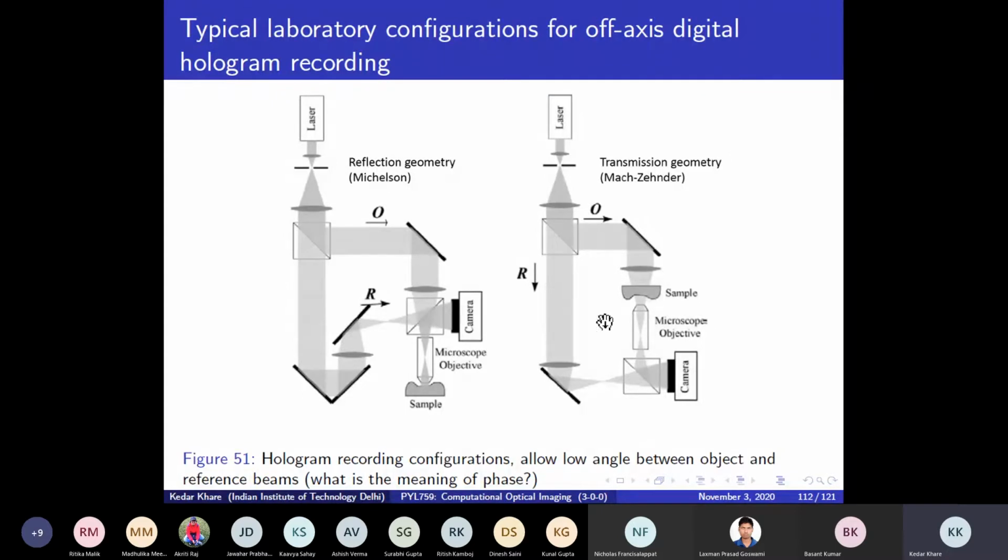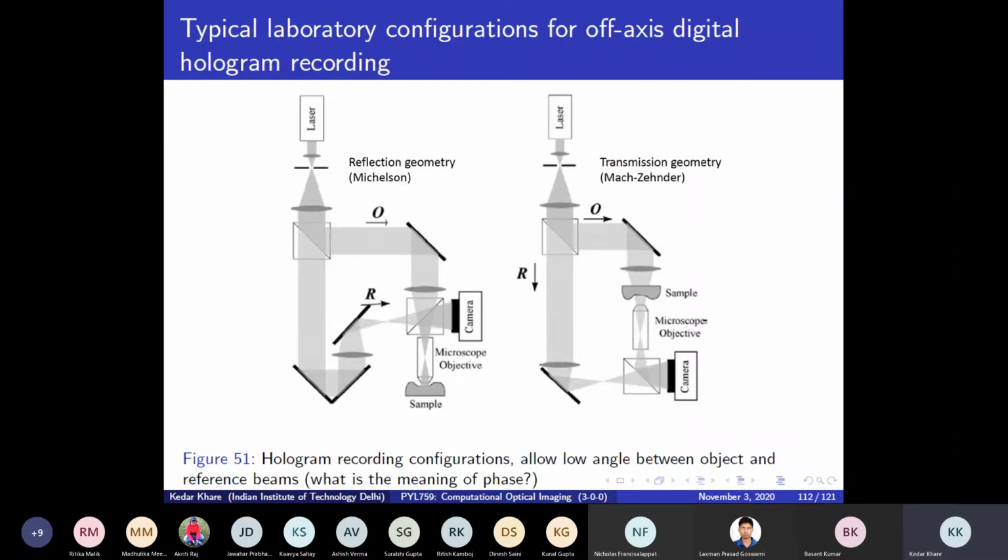The second configuration could be more like a transmission geometry. I think this is not really Michelson. I would say this is a Mach-Zehnder geometry, where the object beam is getting transmitted through the sample, and that is imaged on the camera. On the other side, the reference beam is sent to the camera. They are both derived from the same laser beam, and as a result, they form an interference pattern.